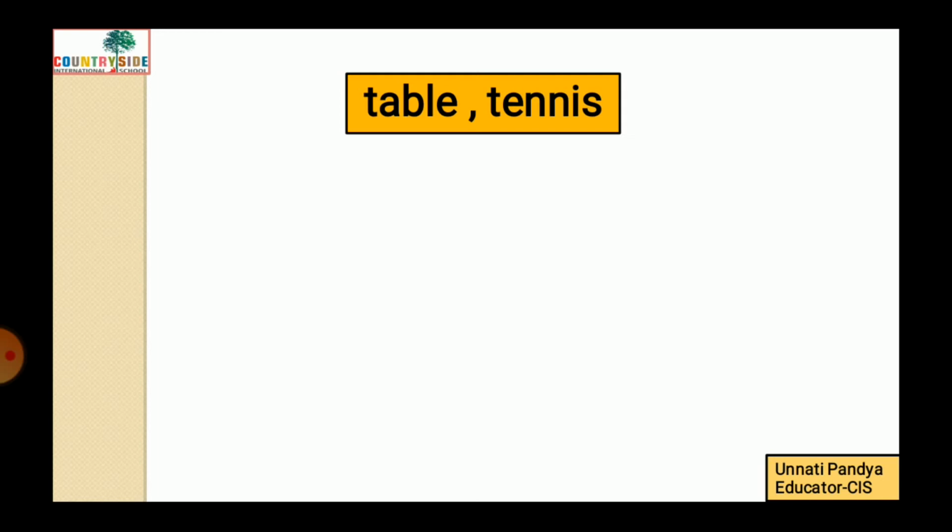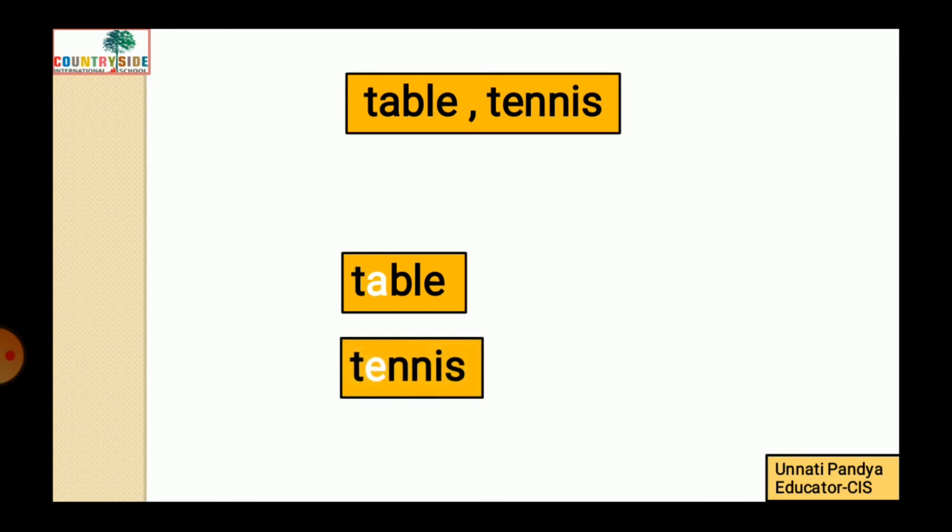Table and tennis. Let's look at both the words. If we see, here we cannot apply the same formula because the first letter of both the words is the same, and that is T. In such a case, we look at the second letters of both the words. So the second letter in table is A, whereas the second letter in tennis is E. So which one will come first alphabetically? Yes, the word table will come first, whereas the word tennis will come later.